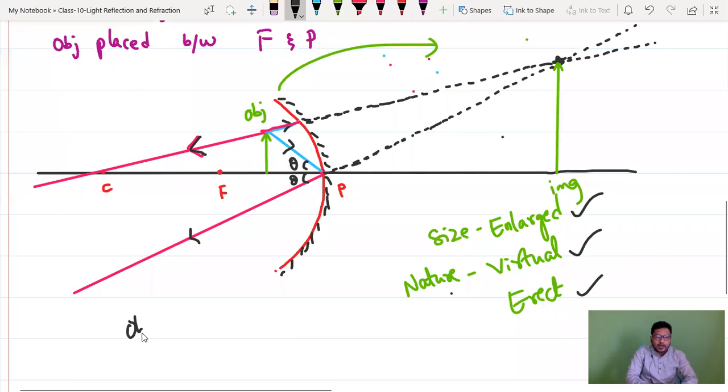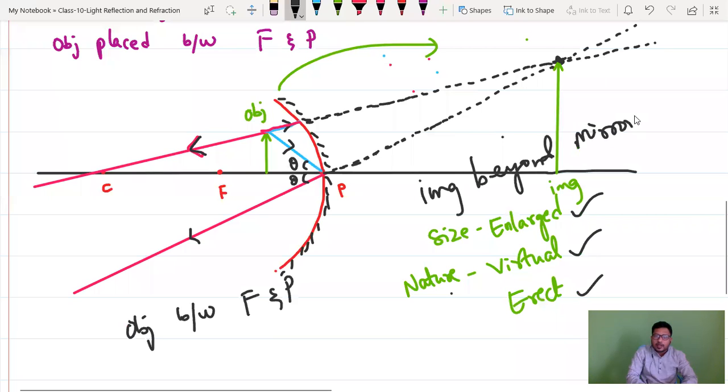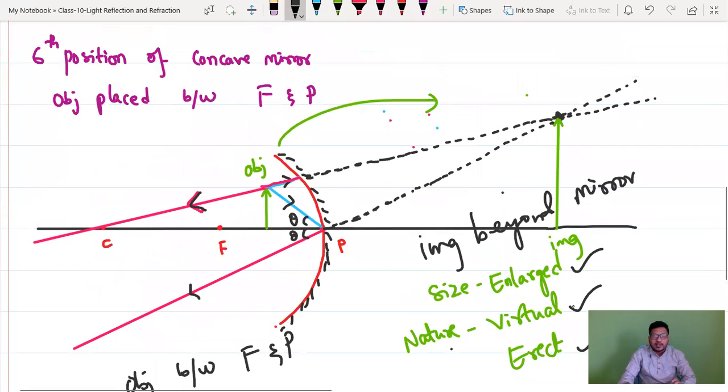So when the object is placed between F and P, the image is formed beyond the mirror, or you can say at the back side of the mirror. Coming to size, it is enlarged; it is forming at the backside, so it is virtual; it is straight, so it is erect. That is the sixth position regarding the concave mirror.